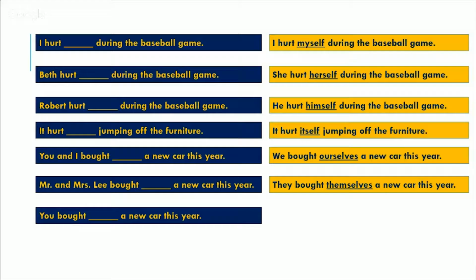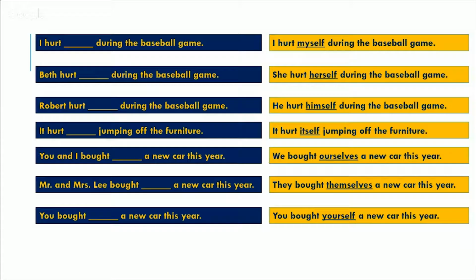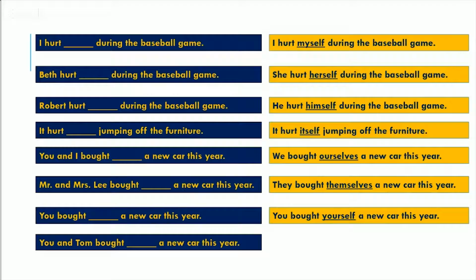Okay, so what about the next one? You bought blank a new car this year. What would be the answer there? Good. So I see that one in a plural. That's plural, right? And that's okay. Make it singular. It's okay if it's plural, porque yo puede ser tú y ustedes. Pero en singular, how would you do it in singular? Right? You bought, como tú, you bought yourself.